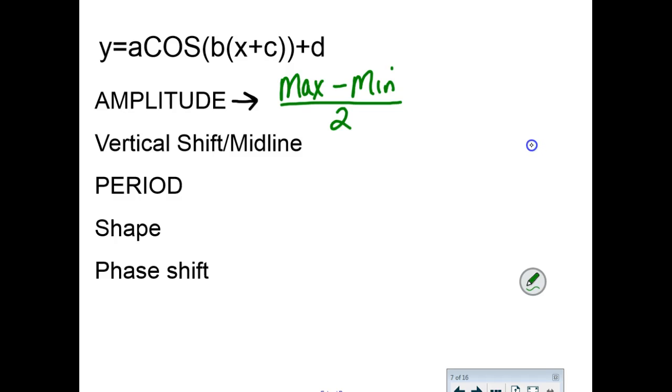So if you think about amplitude, it's the size of your wave from the midline up or the midline down. So vertical shift, or the midline, which we know is this value off to the side here, can be calculated if you just find the average of the max and the min. So your maximum line plus your minimum line, divided by 2.